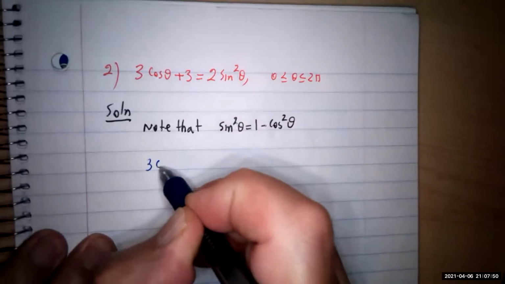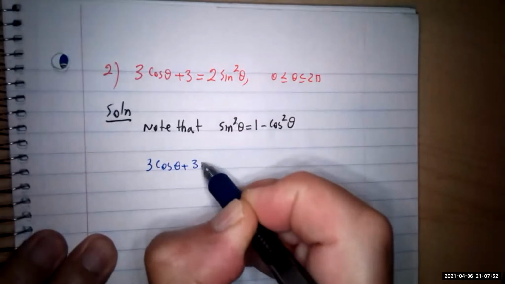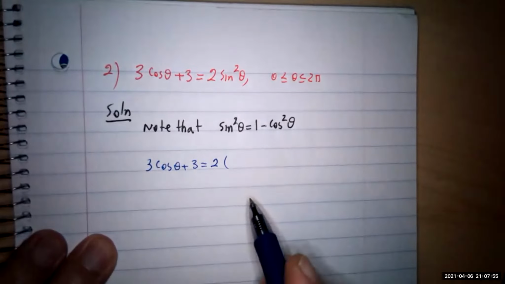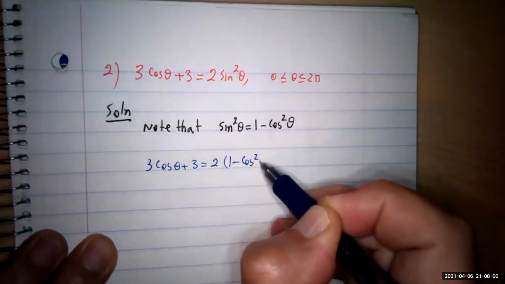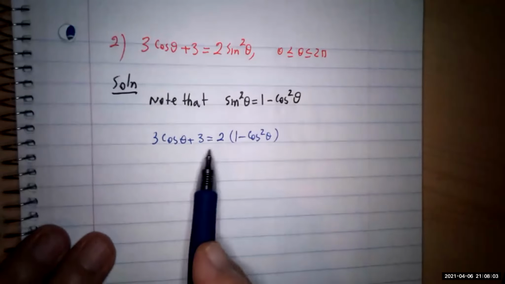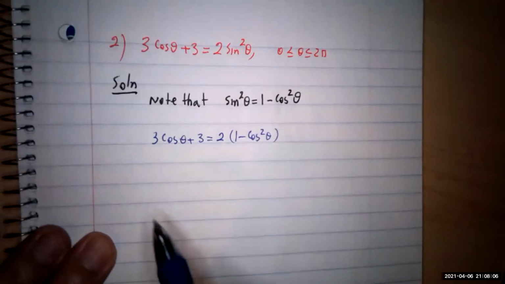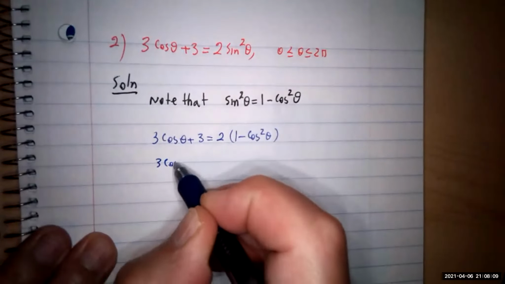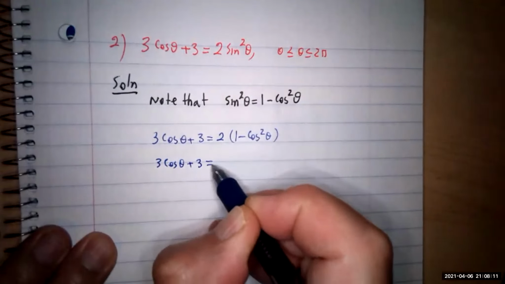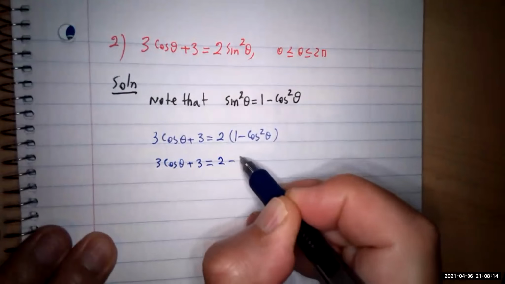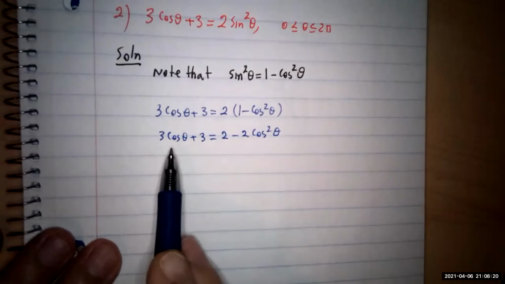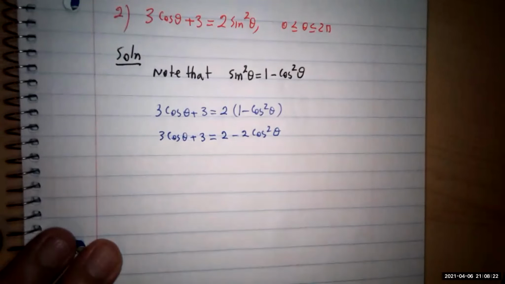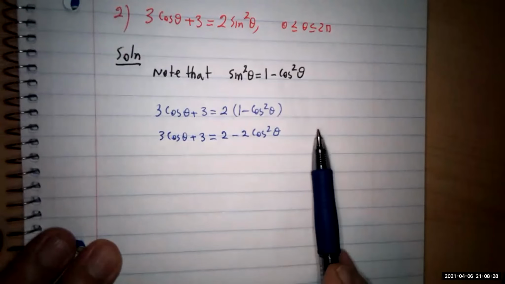We have 3 cosine of theta plus 3 is equal to 2 times, and you have to use parentheses, 1 minus cosine squared of theta. Nicely distribute. Do the algebra part carefully. It's 3 cosine of theta plus 3 equal to 2 minus 2 cosine squared of theta. Now we have cosine, cosine, cosine. Move everything to one side to make it into a quadratic equation. You must have 0 on the other side.